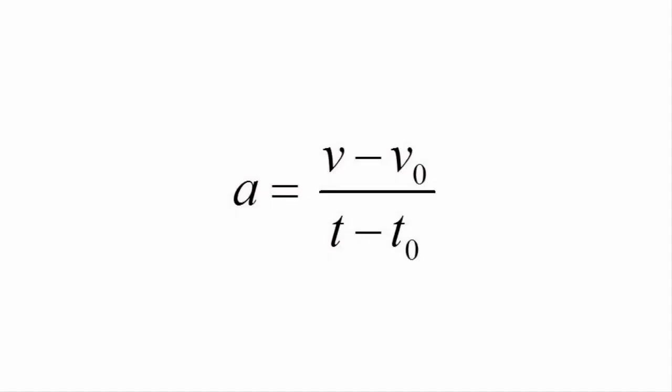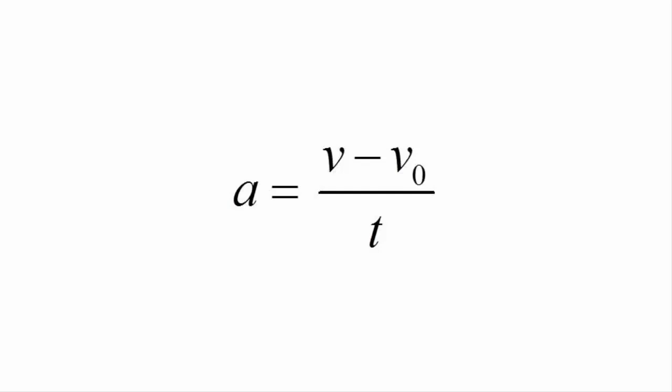Acceleration can be written as the final velocity minus the initial velocity, divided by the final time minus the initial time. Often, the initial time is taken to be the start of some event, so that the start time is set to 0 and the formula can be simplified. Here, t is taken to be the time duration of the event. In this equation, we can determine the acceleration of an object if we know what the initial and final velocities are and how long it took for the velocity to change.